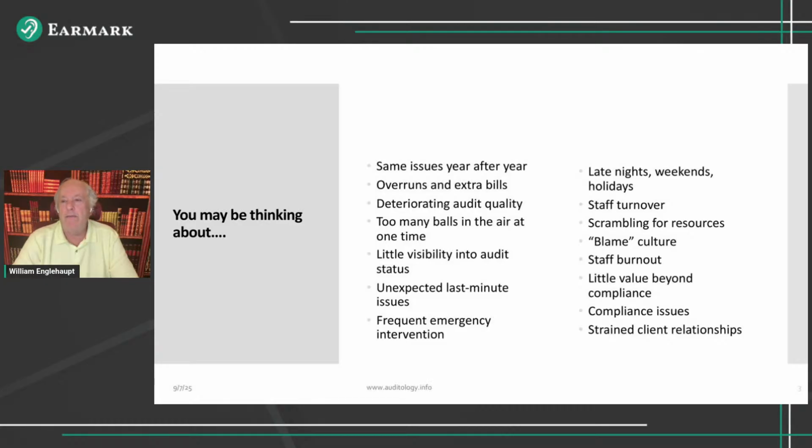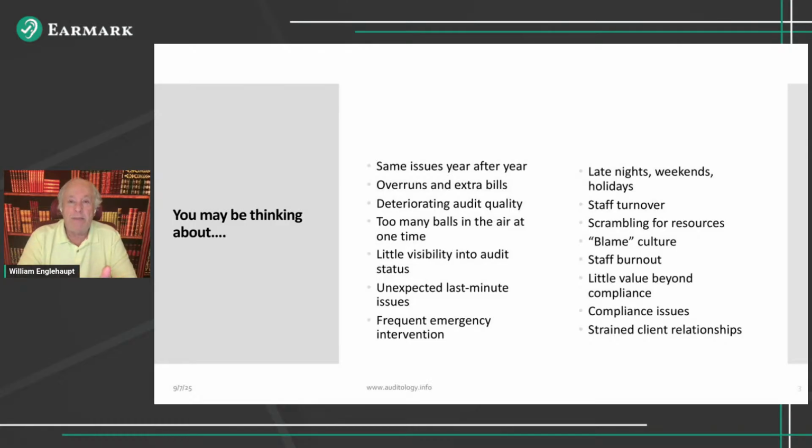Well, as you're filling in, I'm still interested to see the magic wand answers, but here's what we typically see when we ask this question of audit teams out in the field. These are the kinds of categories we see in the magic wand question. People say they are constantly recycling the same issues every year. They have overruns in their budgets. They have overruns in their hours. Lots of balls in the air for people.